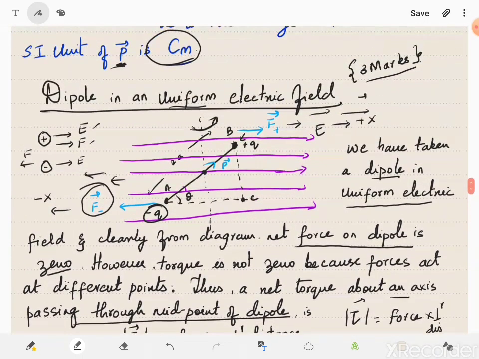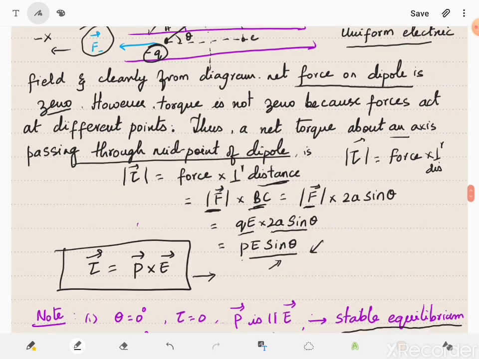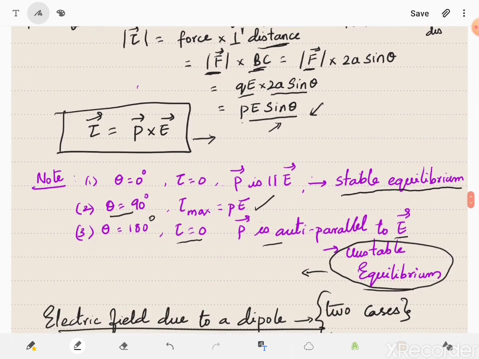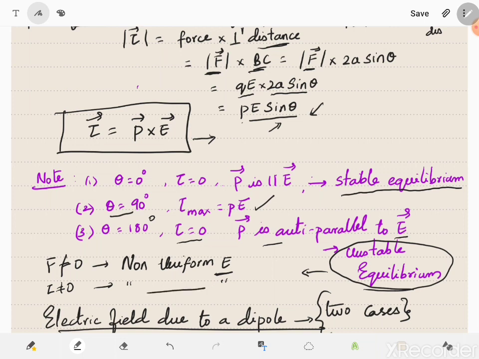So, since we've addressed the first question, the forces and torques acting on a dipole when you place it in a uniform electric field, notice that the force is 0 only when you place it in a uniform electric field. Force may or may not be equal to 0 when you place it in a non-uniform electric field. In a non-uniform electric field, force is not equal to 0, and torque is also not equal to 0. Only in the case of a uniform electric field does a dipole experience torque but no force. In case of a non-uniform electric field, the dipole may experience force as well as torque. A very important concept to remember.